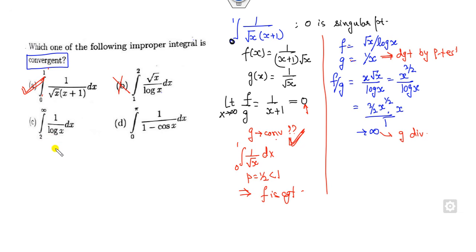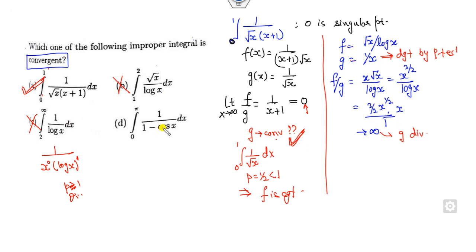Log x clearly, I can write this as x raised to power 0 times log x to the power 1. So clearly, when p is greater than or equal to 1, it is divergent. So this is divergent.